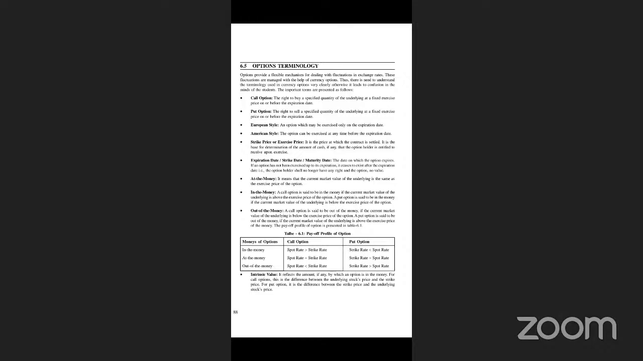Strike price or exercise price. Strike price is the price at which the contract is settled. It is the base for determination of the amount of cash the option holder is entitled to receive upon exercise. Strike date, maturity date, expiration date: this is the date on which the option expires, and the option holder shall no longer have any right on the option, and it has no value.